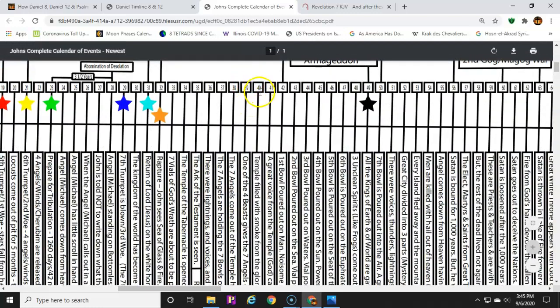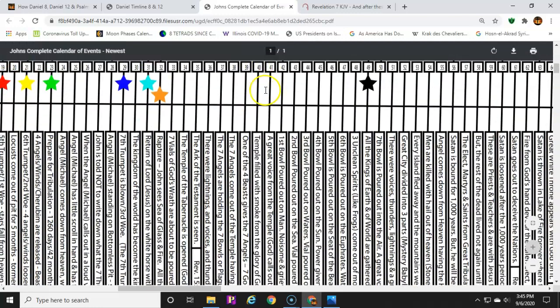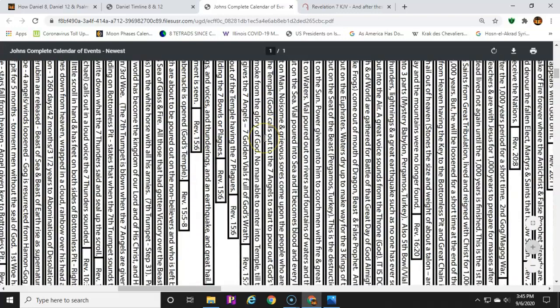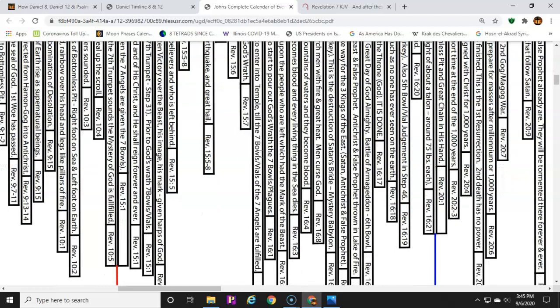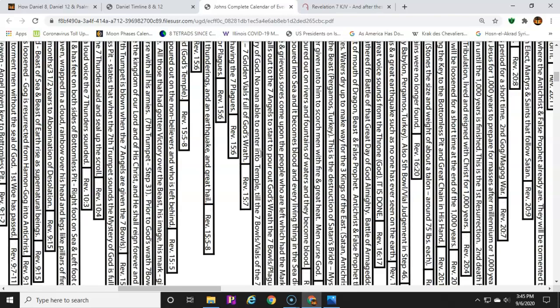In step 39, we go into step 40. The temple is filled with smoke and the glory, and no man can enter the temple until the 7 bowls, or God's wrath. God's wrath is only the 7 bowls. Remember, the 6 seals, the wrath of the Lamb. It's not the same. The 7 bowls are God's wrath.